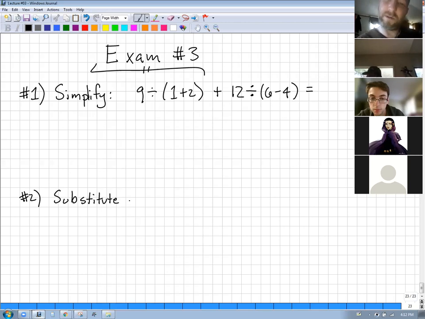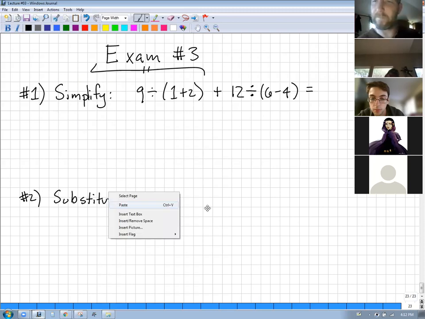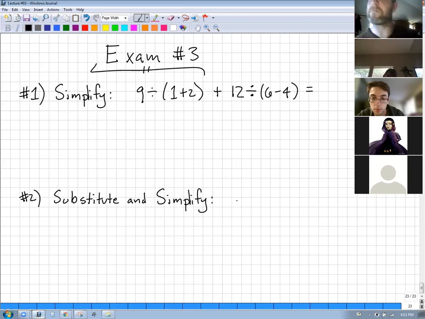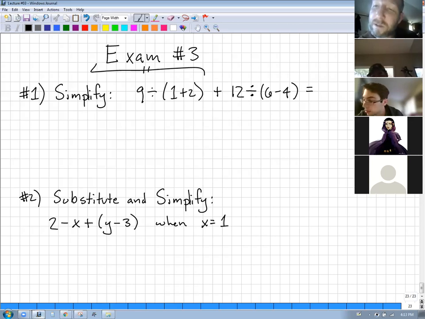Substitute and simplify. 2 minus x plus y minus 3, for, let's see, when x equals 1 and y equals 5.